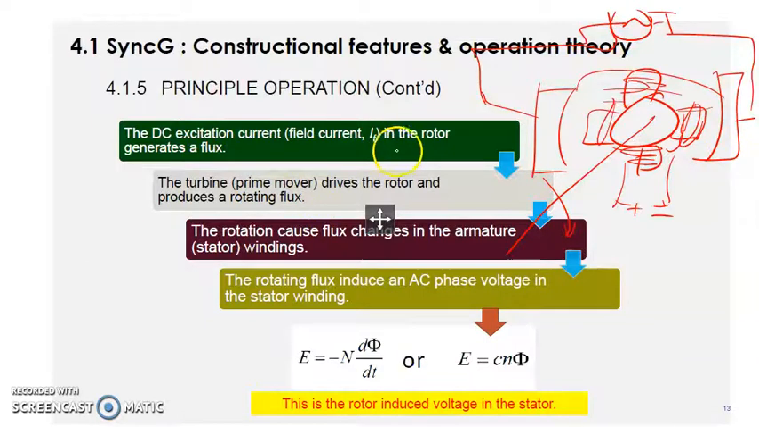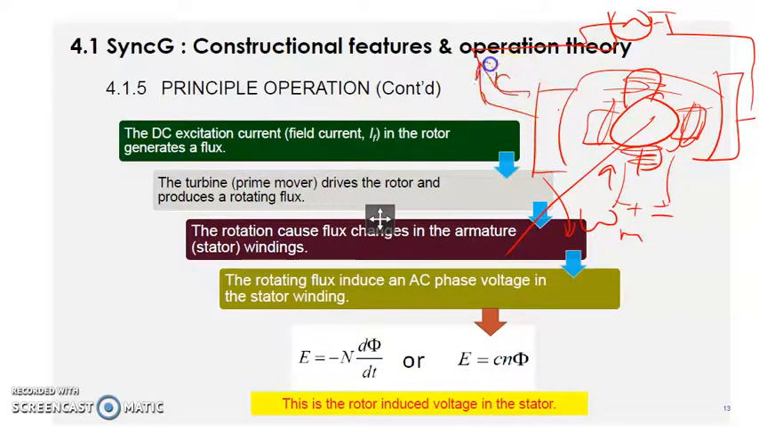So we have DC excitation current which flows into the fields. At the same time it rotates clockwise, and the turbine will drive the rotor, producing a rotating flux. And the rotation causes the flux change in the armature or the stator windings. So you have a flux change here, and the rotating flux induces AC phase voltage in the stator winding.